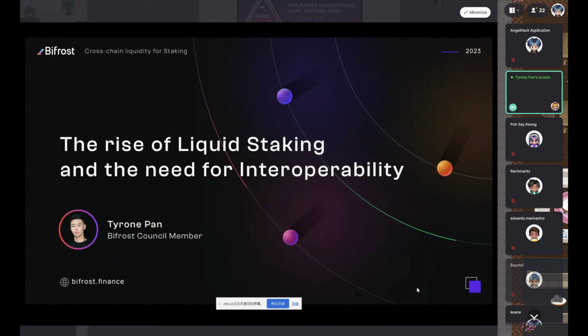So hope that's interesting. So I'm going full screen. Can you see this? Just to confirm. Yep, we can see it. You can see my full screen, right? Yep, I can see. Cool.